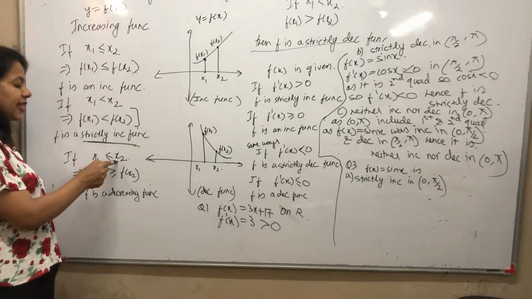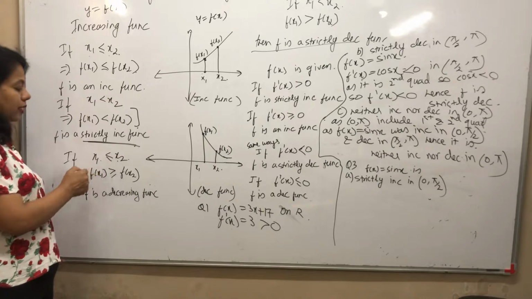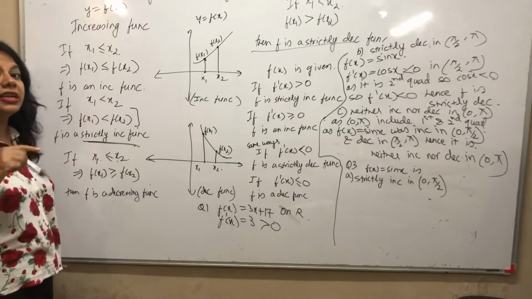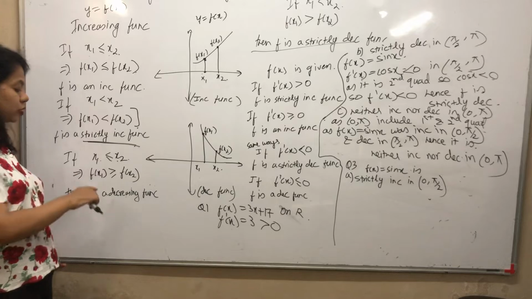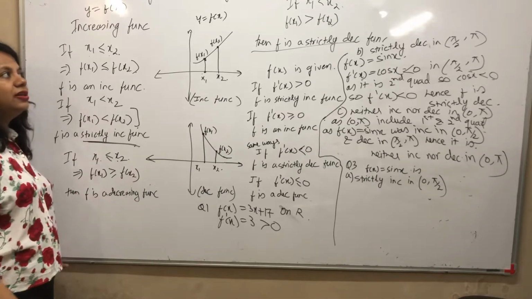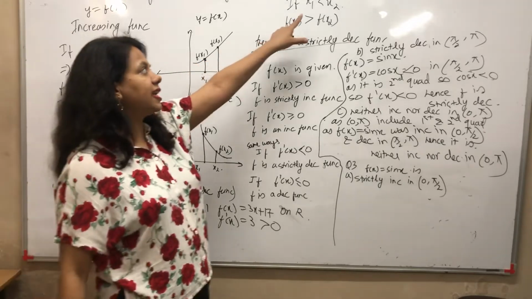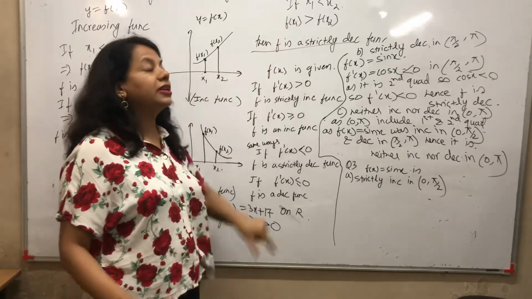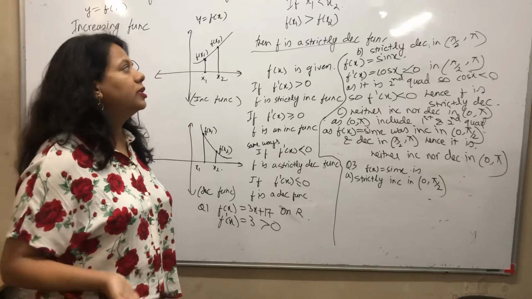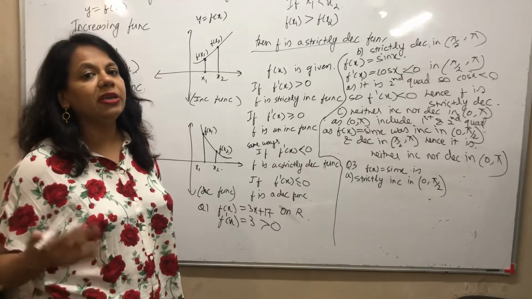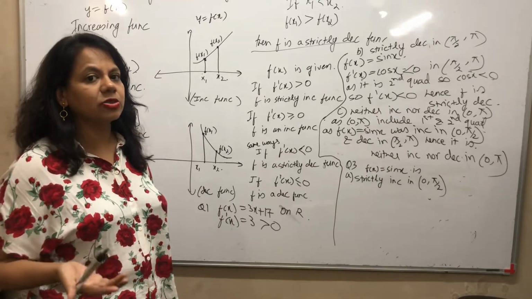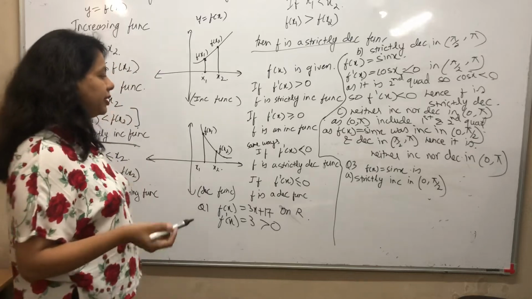Same ways, let us go to decreasing function. If x1 is less than or equals to x2, but f of x1 is greater than or equals to f of x2, then f is a decreasing function. Same ways, if x1 is less than x2, but f of x1 is greater than f of x2, then f is a strictly decreasing function. It is what? A strict inequality over there.